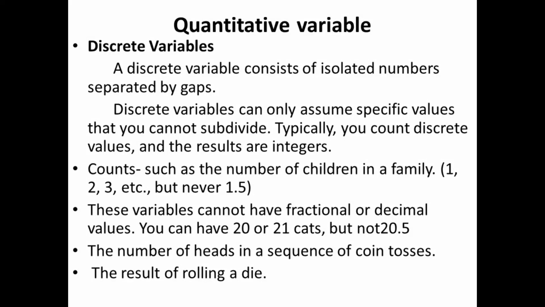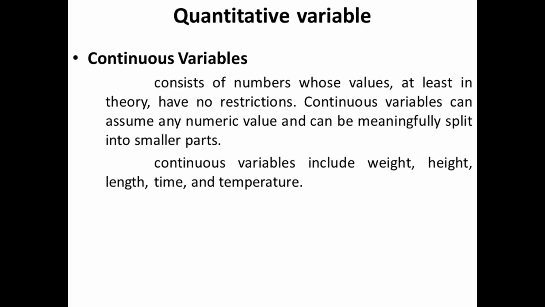Quantitative variables. Discrete variables represent countable values, typically whole numbers. Example: number of siblings, dice outcomes, coin toss results. You can't have 1.5 children or 2.7 dice rolls. These values are separate and distinct. Quantitative variables that are continuous can take any numerical value including decimals. Example: weight, time, temperature. These values can be subdivided infinitely.